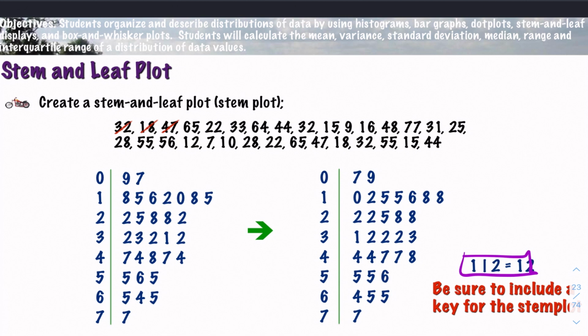So this is worth practicing, because if you need help making a stem and leaf plot, just ask. It's been a while.